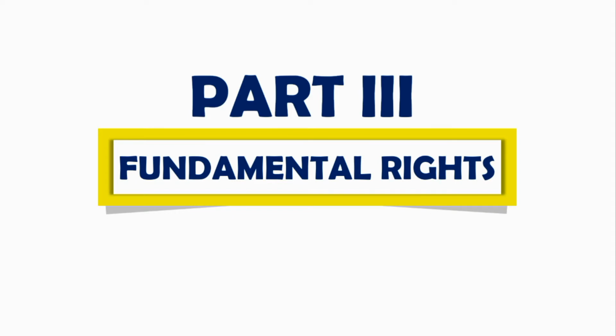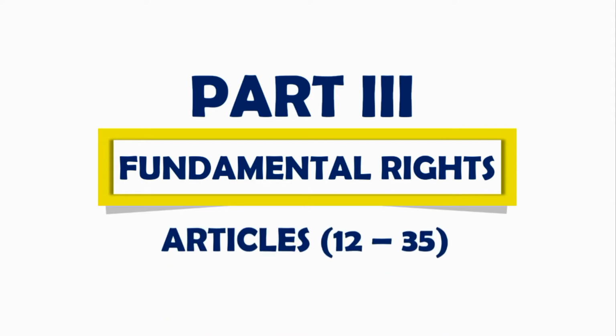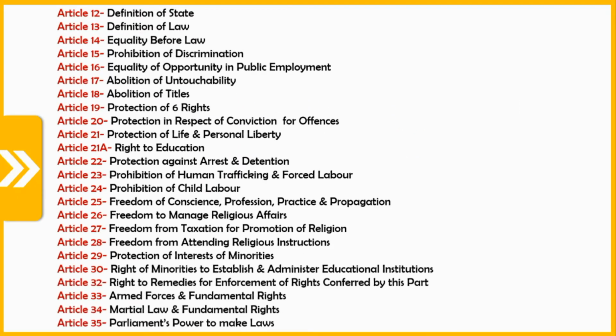Part 3 of the Indian Constitution contains a total of 25 articles, from Article 12 to 35. Here is the list of all the articles. Article 12 and 13 talk about the definition of state and law respectively. From Article 14 to 32, the fundamental rights are classified into 6 different categories.